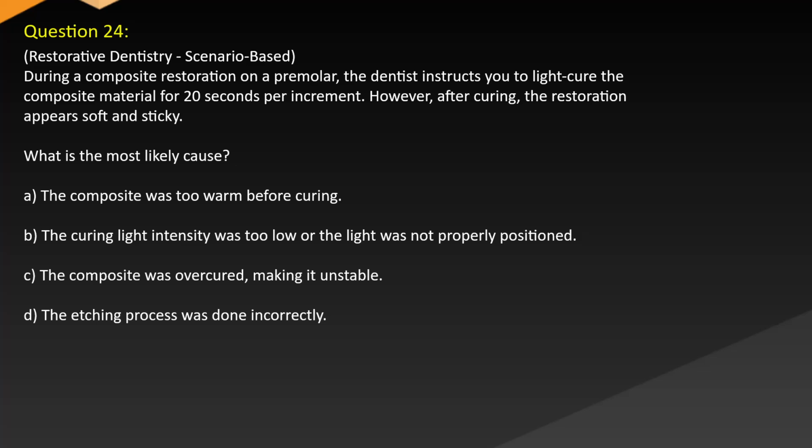A. The composite was too warm before curing. B. The curing light intensity was too low or the light was not properly positioned. C. The composite was overcured, making it unstable. D. The etching process was done incorrectly.